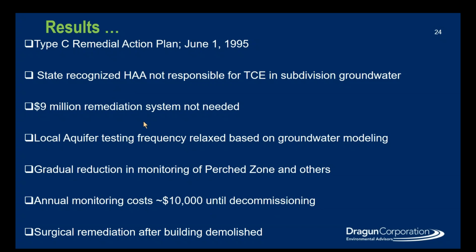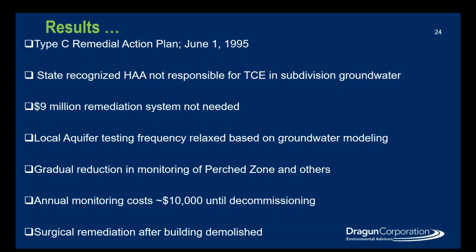We were able to have a local aquifer testing frequency that was not nearly as rigorous or as closely spaced in time as most monitoring programs, because our modeling showed that the groundwater was moving fairly slowly, and we based our sampling on that. We got a gradual reduction in monitoring the perch zone, and the annual monitoring costs were on the order of $10,000 per year until we decommissioned.